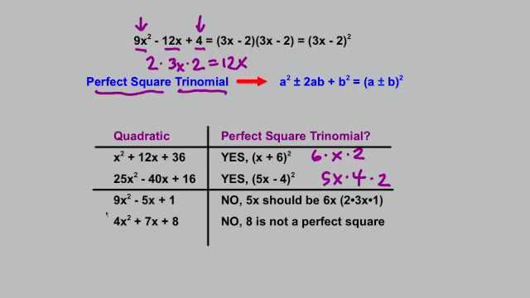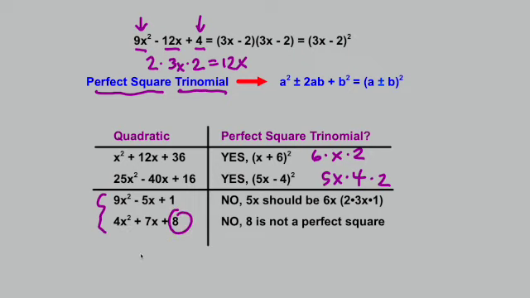Let's show you a couple ways that do not work. So these last two do not work. Why not? Well, the first and the third term both are perfect squares. And if you square root them, you get 3x and 1. But if you double 3x times 1, you wind up with 6x, but there's only a 5x here, so that's not going to work. And on the last one, 4x squared is a perfect square, but alas, 8 is not.